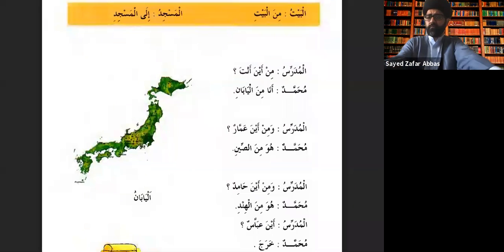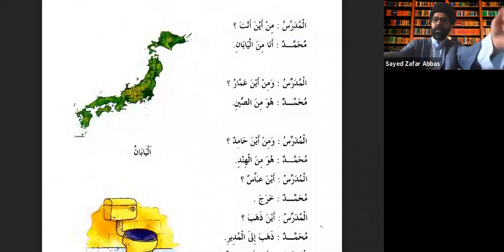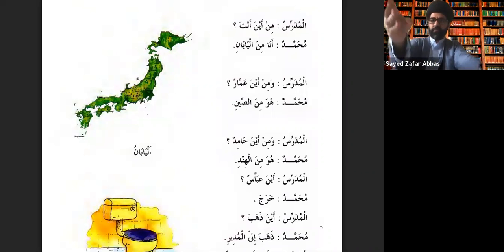Al-mudarris: Min ayna ant? Where are you from? Usually this is a common question that you ask somebody who you just met. Ana Muhammad. Ana min al-Yaban. I am from Japan. In Arabic, Japan is Yaban, al-Yaban. Ana min al-Yaban. I am from Japan. And they've given us a picture of the map of Japan as well.